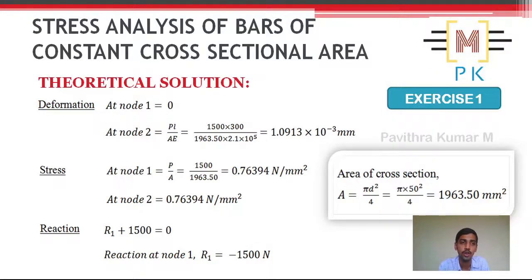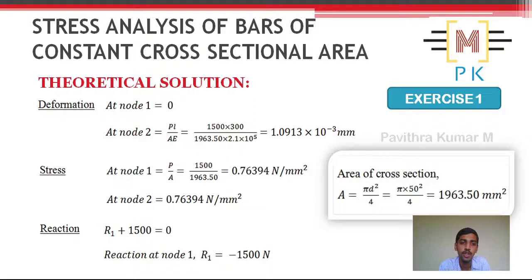First, we need to calculate the deformation. Before going into the calculation, we will find out the area of cross section of the bar using the standard equation for circular cross section, pi d square divided by 4. If we substitute the value of diameter 50 mm, the value of cross section will become 1963.5 millimeter square. Now the deformation at node 1 will be equal to 0 because node 1 belongs to the point where the bar is rigidly fixed. Therefore, there the deformation will be 0.